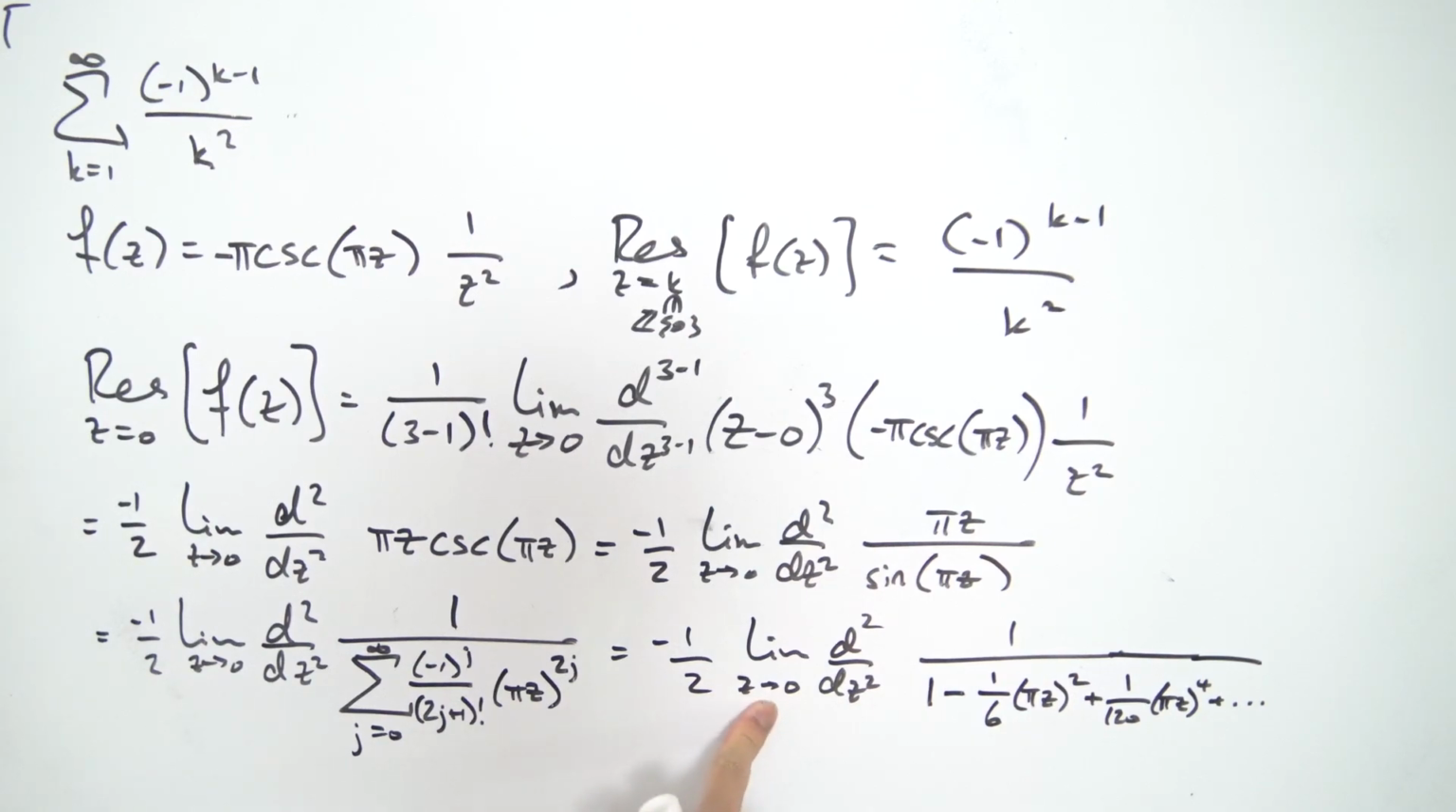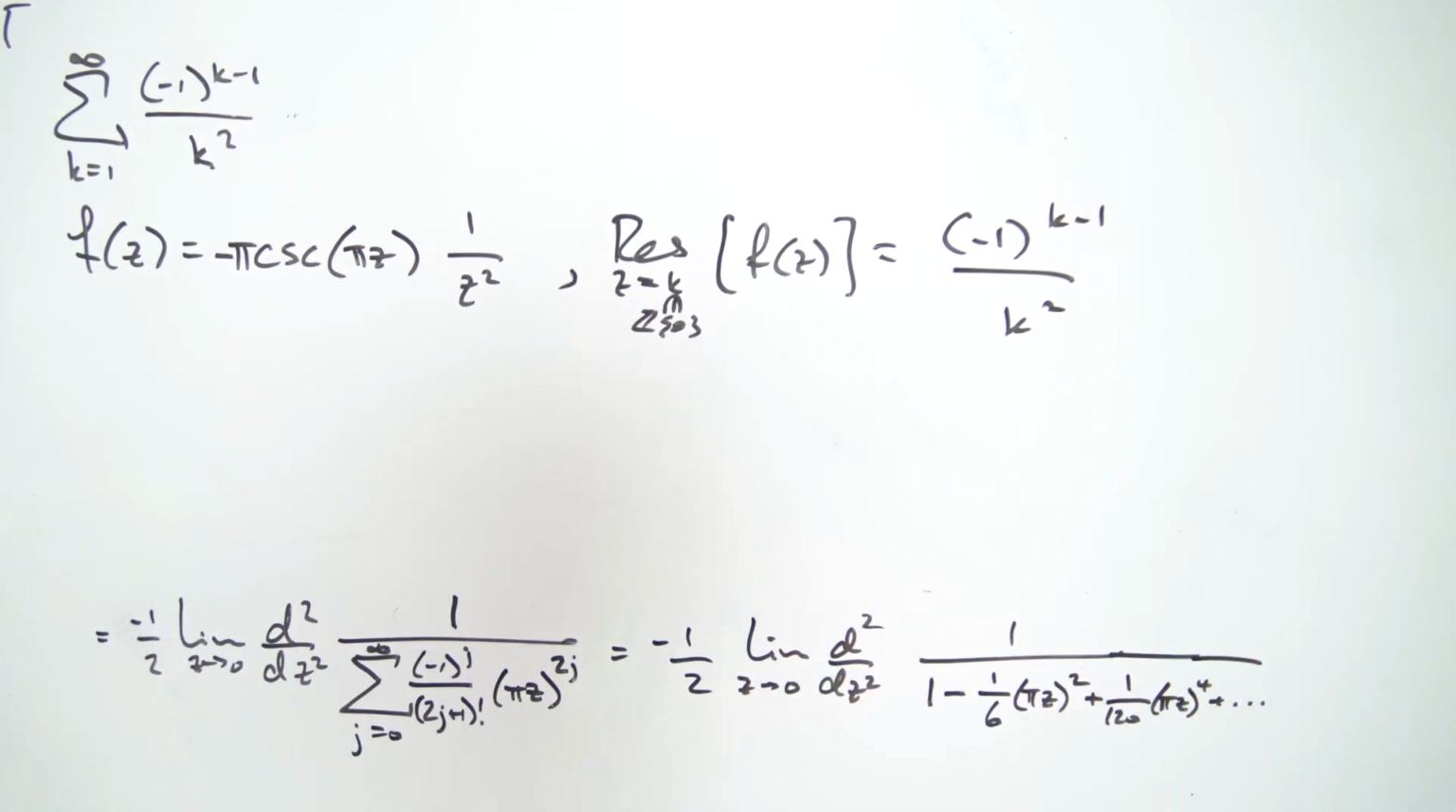And we also have the limit as z approaches 0. So as z approaches 0, a lot of the higher order terms will actually cancel out. So it's nice if we can transform this into some kind of power series. So let's keep going.